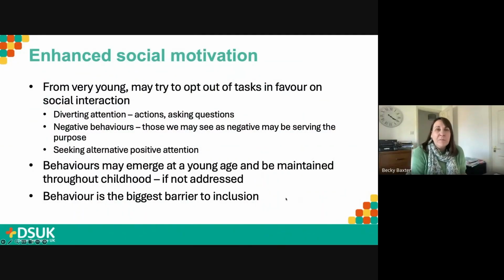Okay, so what we know is that individuals with Down syndrome typically have this enhanced social motivation. They're really interested in interacting with others, want to be part of that kind of interaction. And from very young, they may try to opt out of tasks in favour of social interaction.